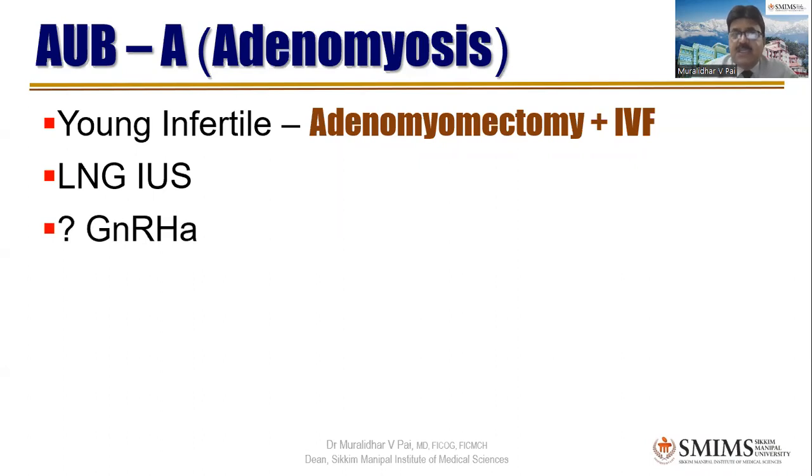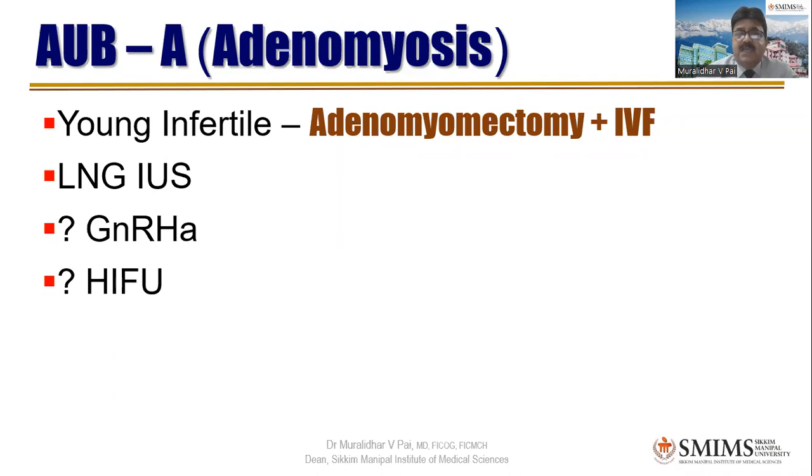GnRH-A, question mark, because these hormones do not reach the adenomyosis. That is the problem. GnRH analog is fantastic for endometriosis, but not for adenomyosis. Maybe because the type of endometrium you see in adenomyosis is different from the type of endometrium you see in endometriosis. Maybe these are like basal type of endometrium, which is getting into the myometrium. So GnRH analogs are not very effective. However, one can try that.